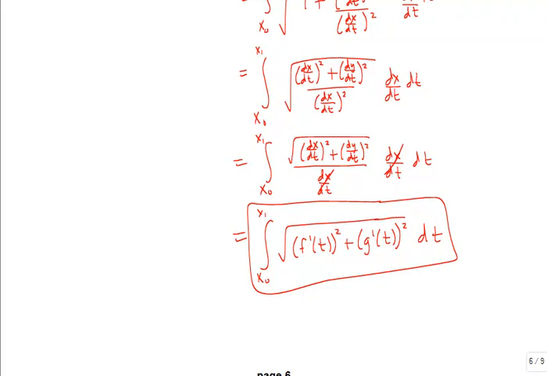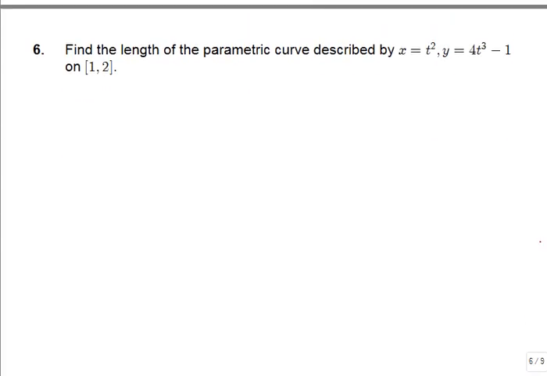So let's try it out. Find the length of the parametric curve described by x equals t squared, y equals 4t cubed minus 1 on the interval 1 to 2. So let's start by taking a look at the picture of this just for a moment so we can get a feel for what it's going to look like.